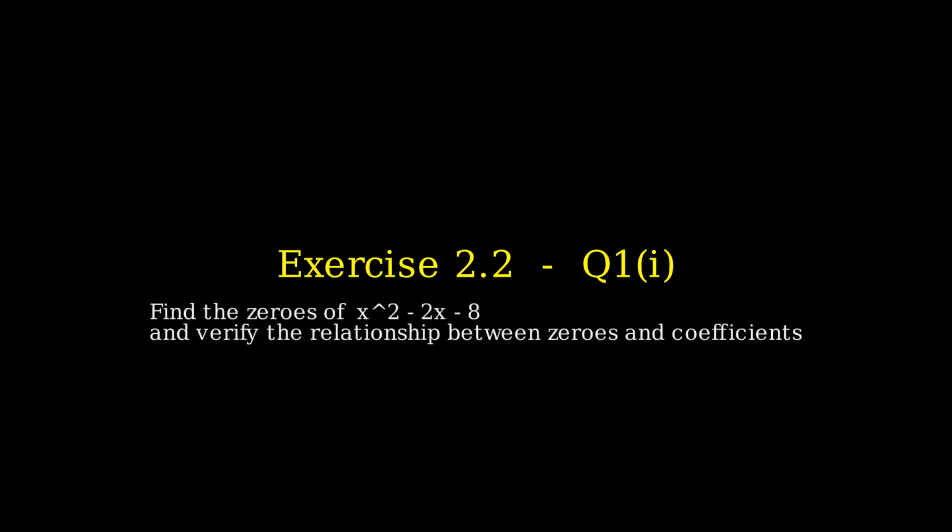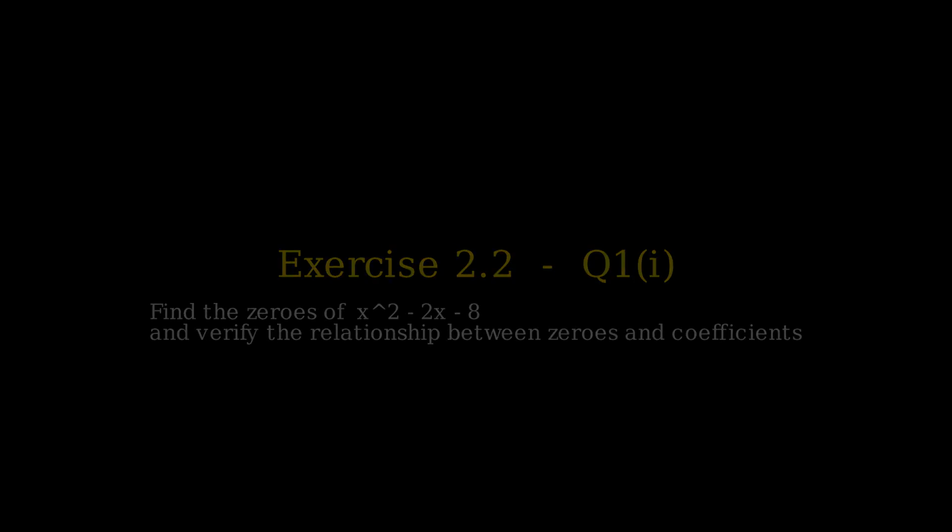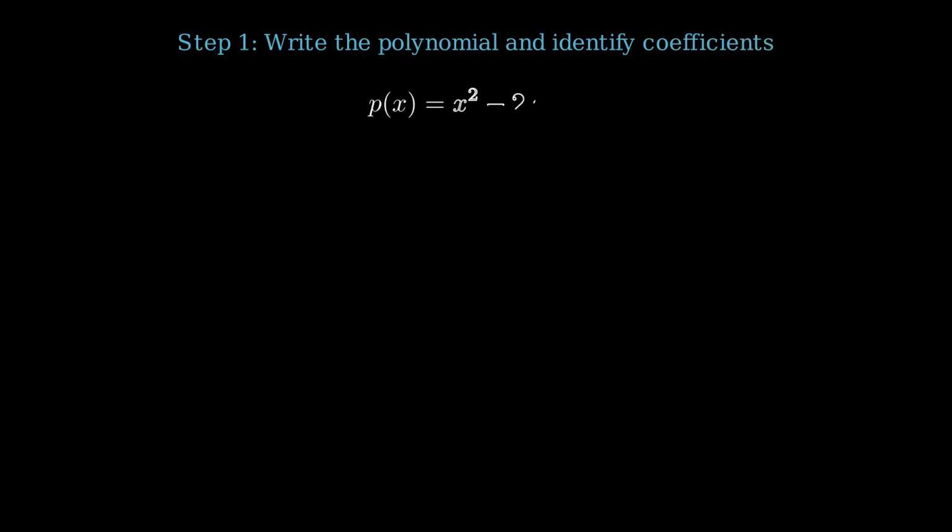Exercise 2.2, Question 1, Part 1. Find the zeros of x squared minus 2x minus 8 and verify the relationship between the zeros and the coefficients. Step 1. Write the polynomial and identify the coefficients. p of x equals x squared minus 2x minus 8. Here a equals 1, b equals negative 2, and c equals negative 8.